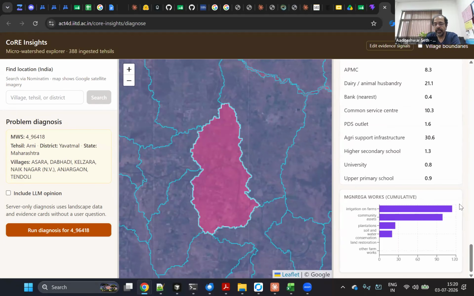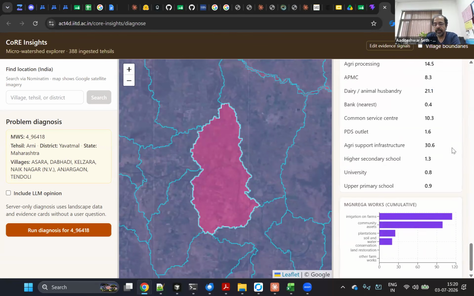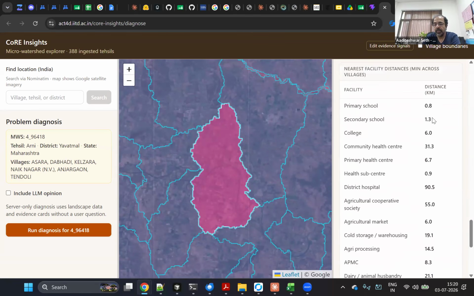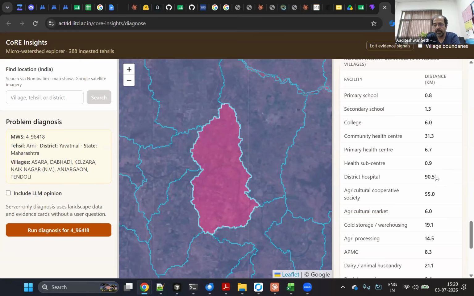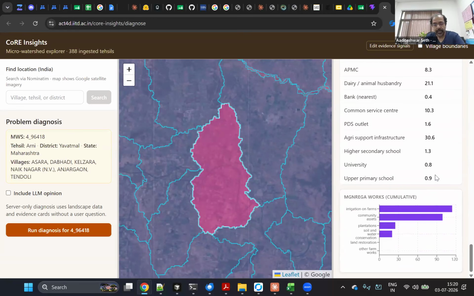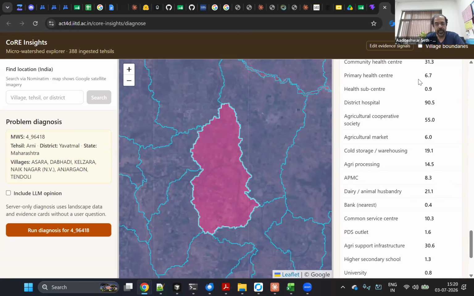Now the point is that there is some village level information: how far is this village from a primary school, secondary school, health center, district hospital. It is 90 kilometers from a district hospital, but it has a health sub-center in the village itself, within a kilometer. So these are all things that have been populated beforehand. So you have all these variables describing this micro watershed.